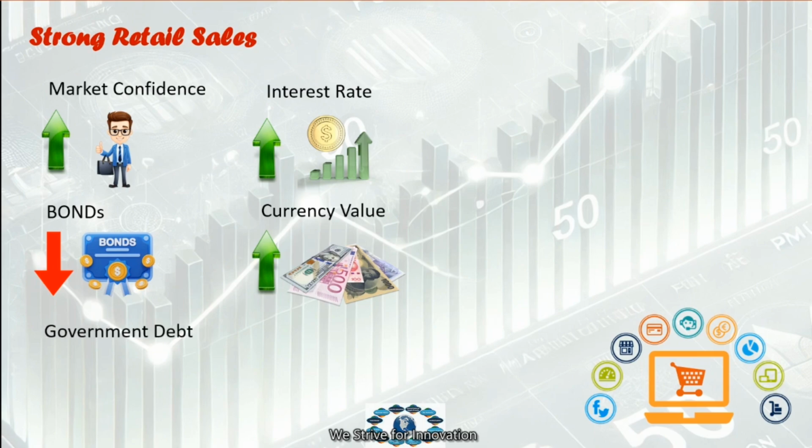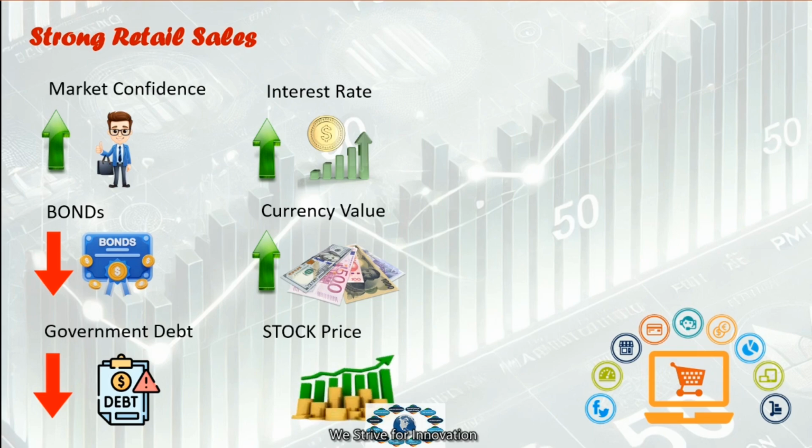How about the government debt? What happened to it? A high retail sale can reduce the government's need to borrow because it has a lot of money available, as increased economic activity generates higher taxes and revenue, so there is no need for the government to borrow money, so government debt goes down. How about the stock prices? Stock prices rise. Positive retail sales data typically boosts stock prices, particularly for retail companies, consumer goods, and of course manufacturers and related sectors. So the stock prices go up.